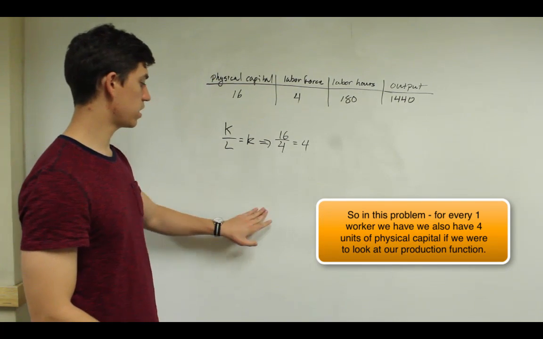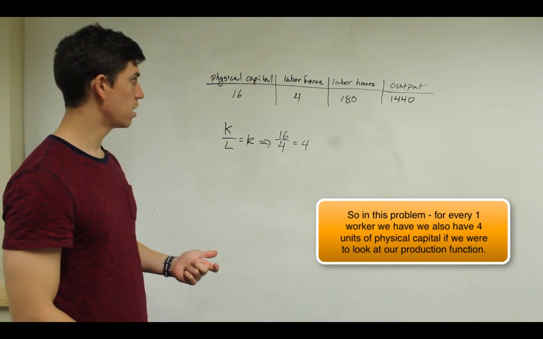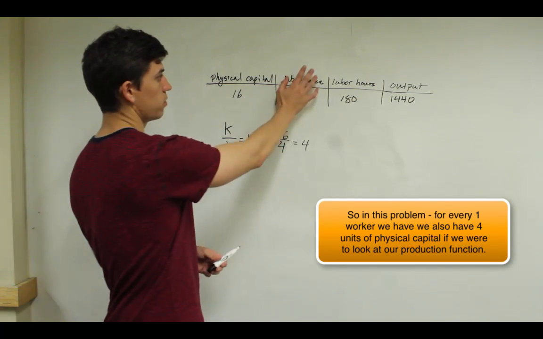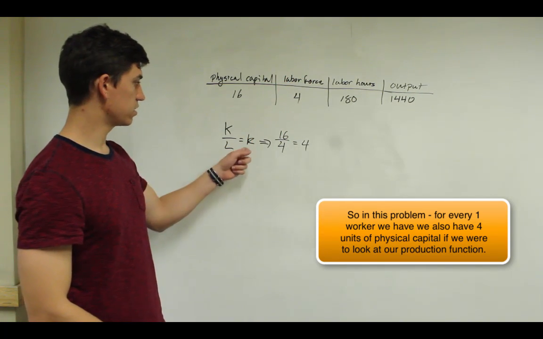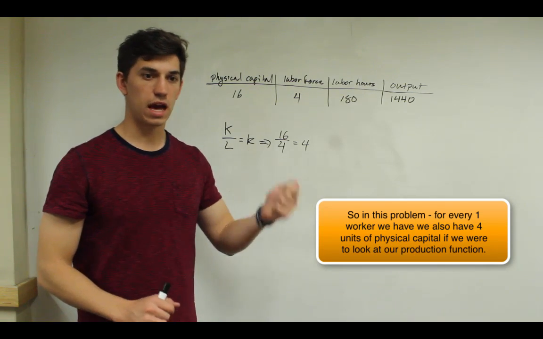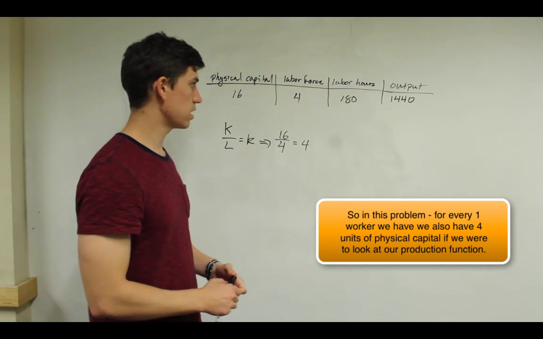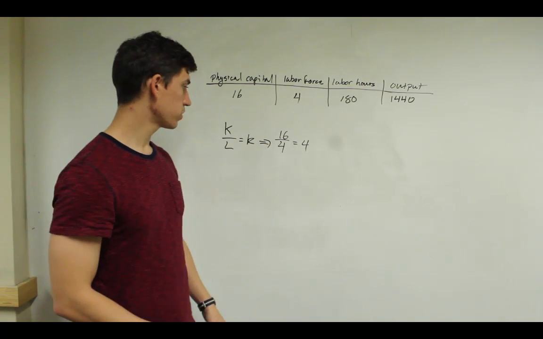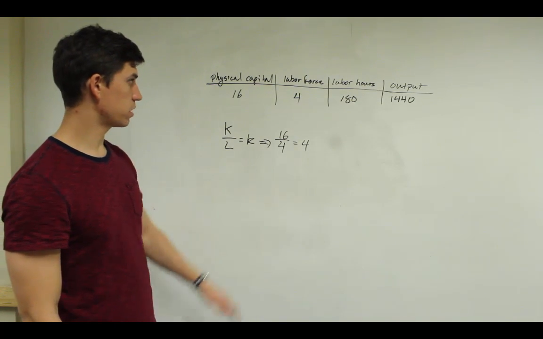And that's valuable because a lot of times we can then get rid of one variable, labor force, and just simplify it to physical capital per person rather than having capital and labor go into our production function. Okay, so that's one simplification we can make.